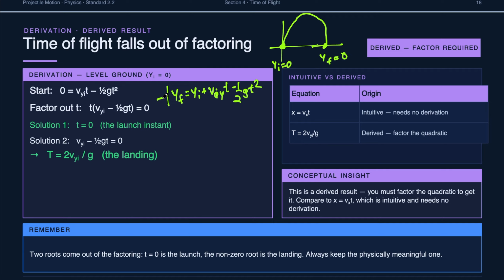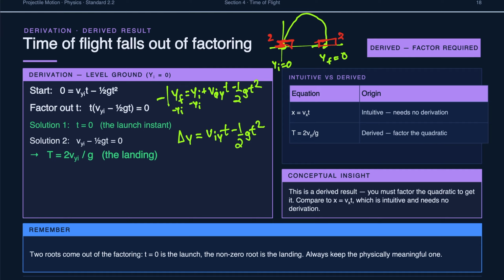Then, is there a way to simplify this delta y? So we subtract yi from both sides. We get delta y is equal to this business, viy t minus 1/2 gt squared. If we end and start at the same point, what do we know? In this case, it's 0 and 0. But imagine we started from a table, at 2, and then we landed on another table at 2. In that scenario it would also work.